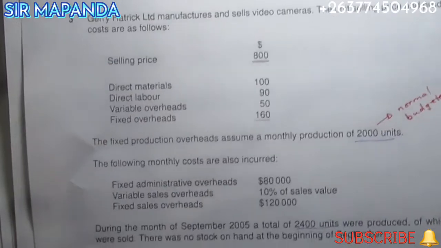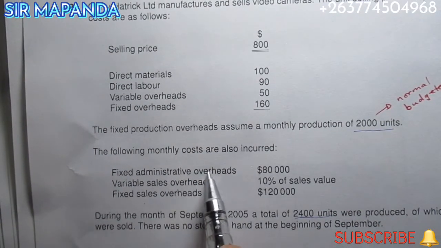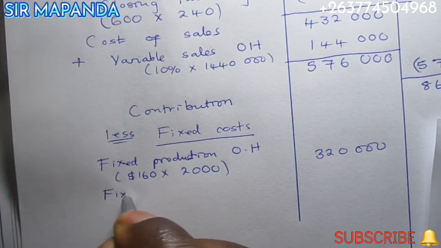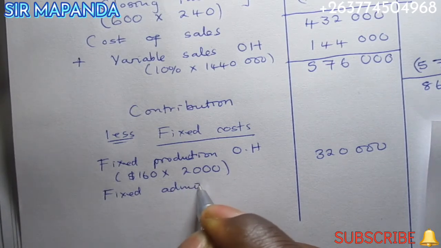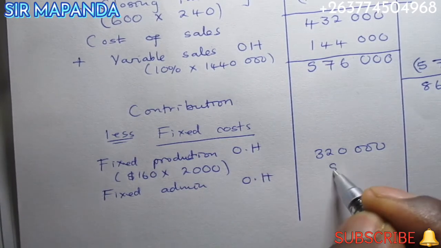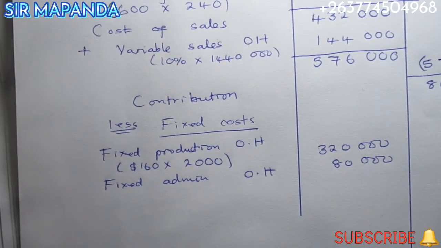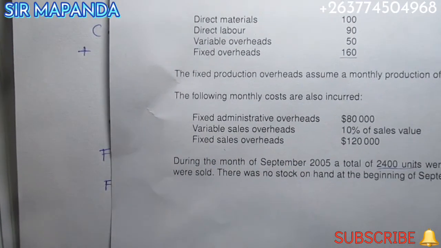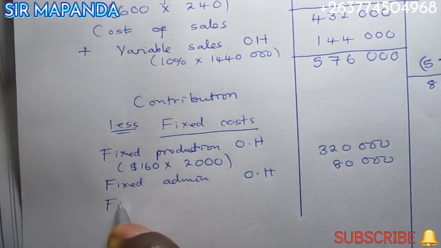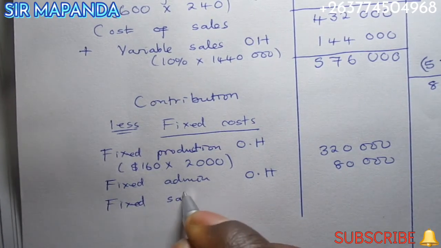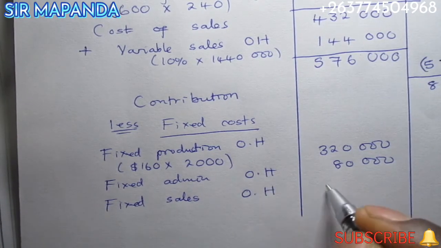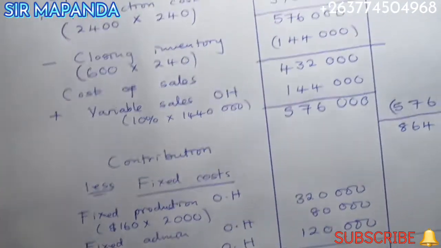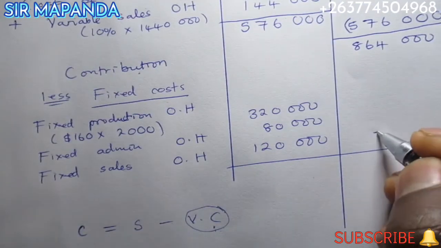Right, then after that, we move on to fixed administrative overheads of 80,000. So fixed admin overheads. Then you write 80,000, something like this. Then after that, we have fixed sales overheads of 120. So you write fixed sales overheads. Then you write 120,000. Then you have to add to get the total. Right. But you get 520,000.